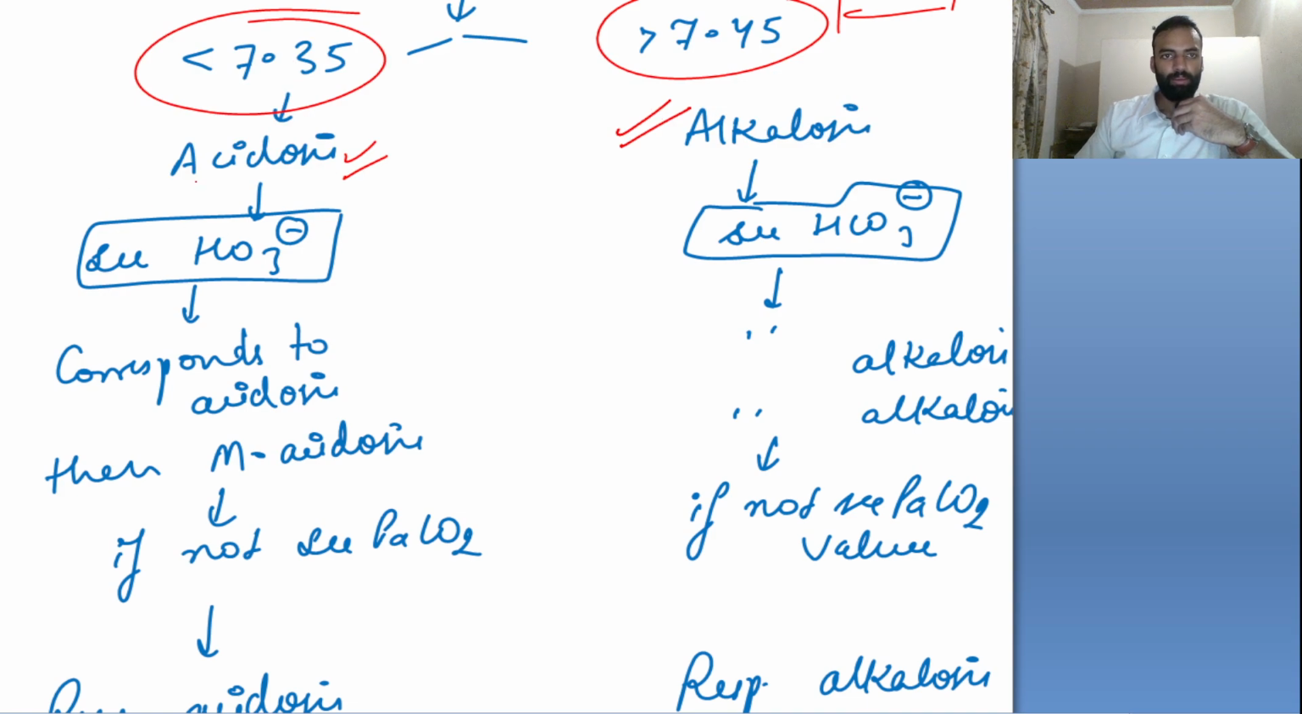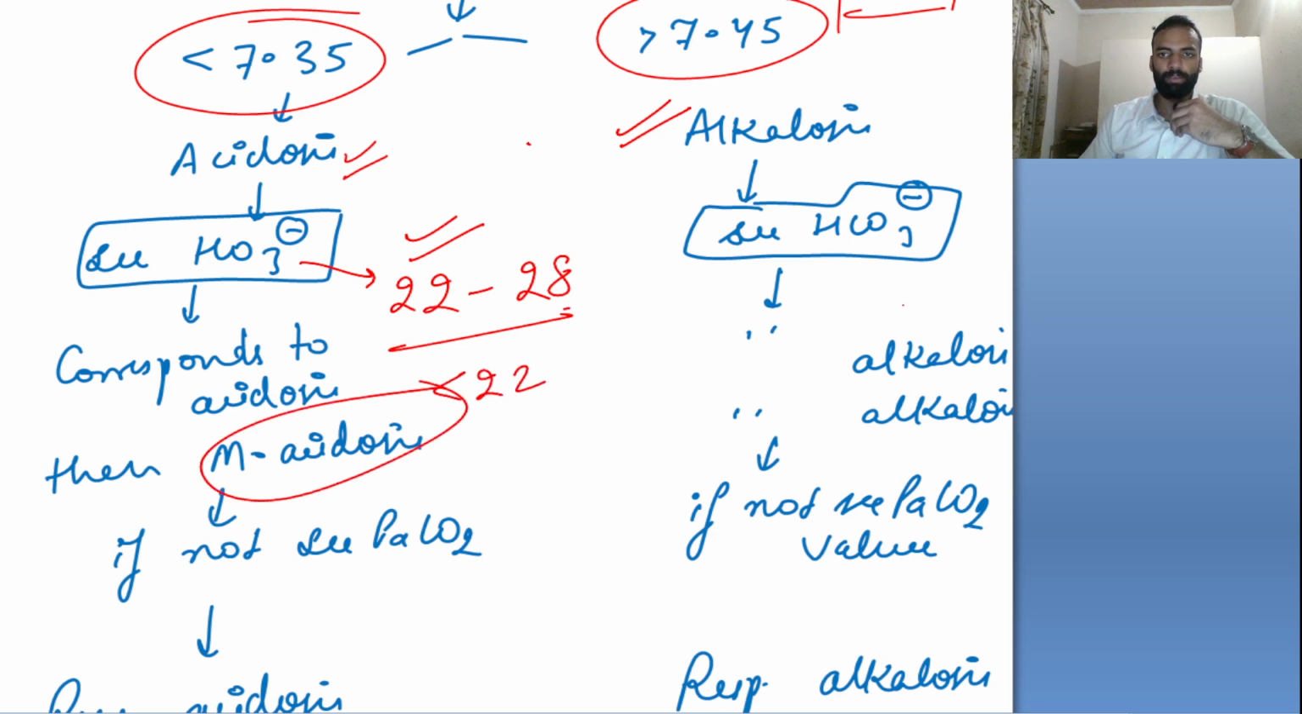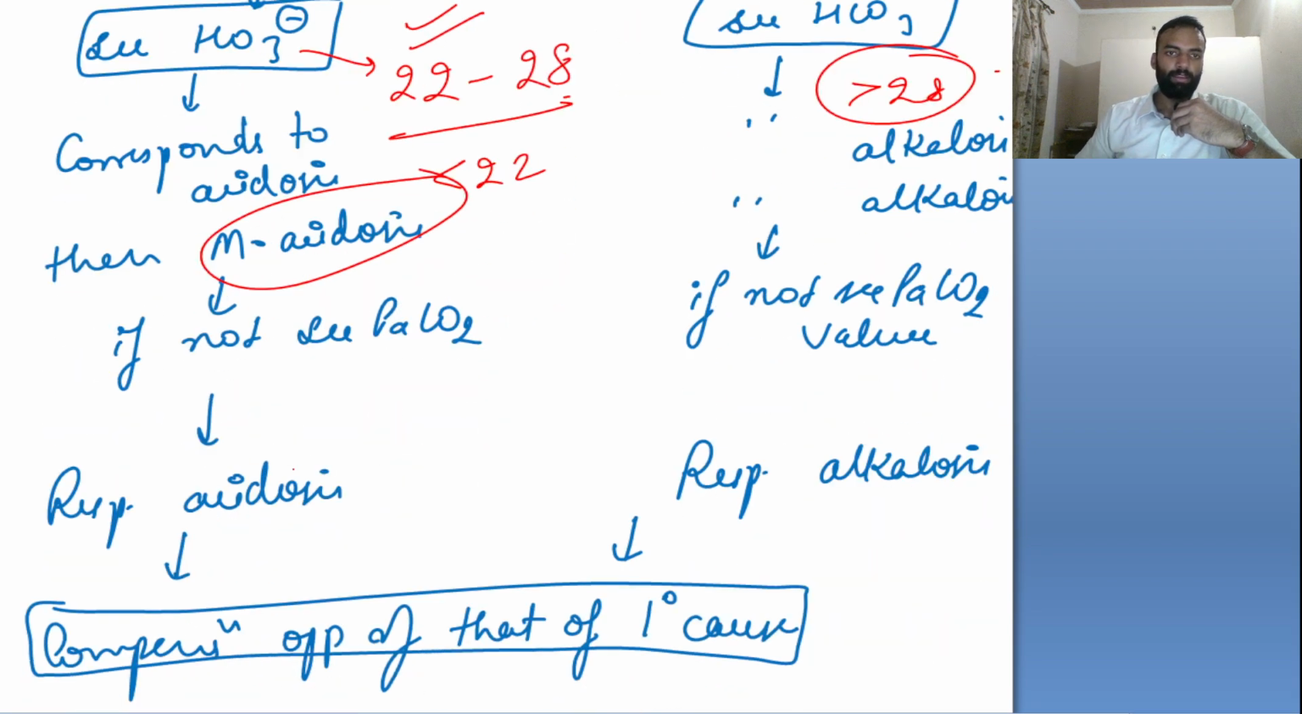Very simple. If there is acidosis, you have to see the bicarbonates. Irrespective of whether acidosis or alkalosis is there, you have to see the bicarbonates. After seeing the bicarbonates, you have to see if it corresponds. Let's suppose the bicarbonate normal value is 22 to 28. So for metabolic acidosis, it should be less than 22. For metabolic alkalosis, it should be more than 28. And then if there is no correspondence, like suppose the bicarbonate value is 29 and there is acidosis, then you will check the value of partial pressure of CO2.